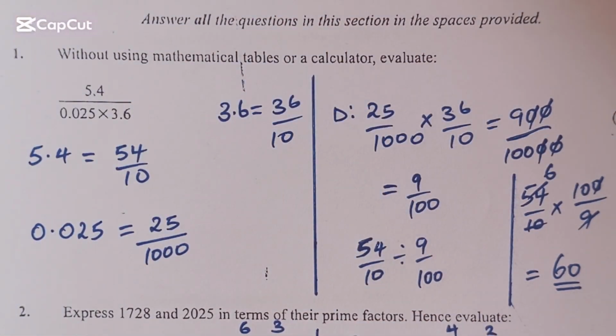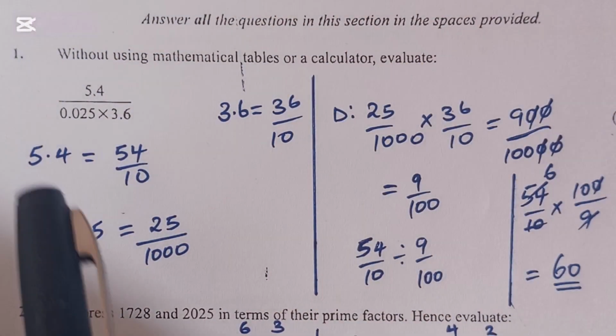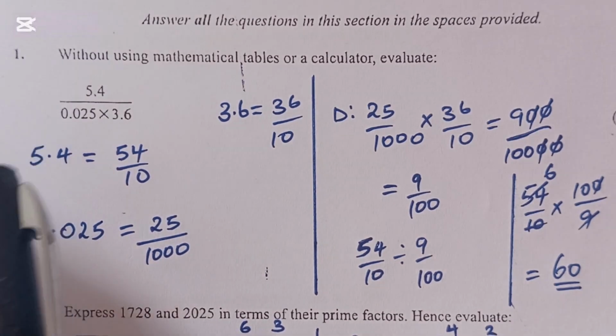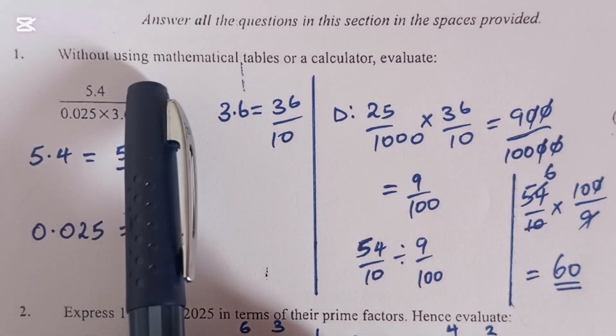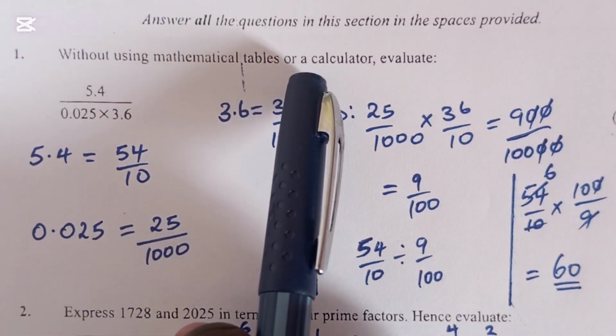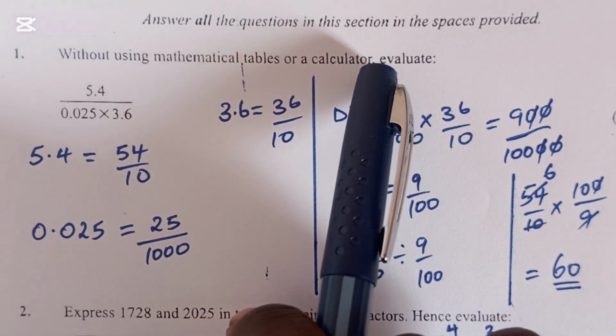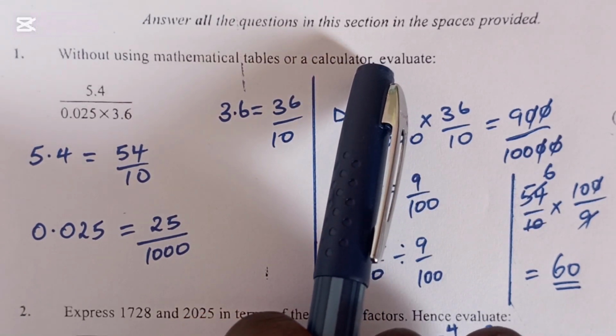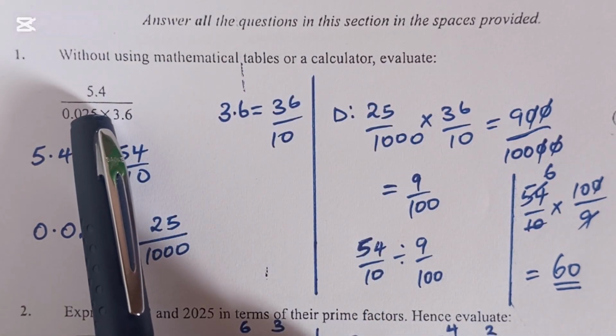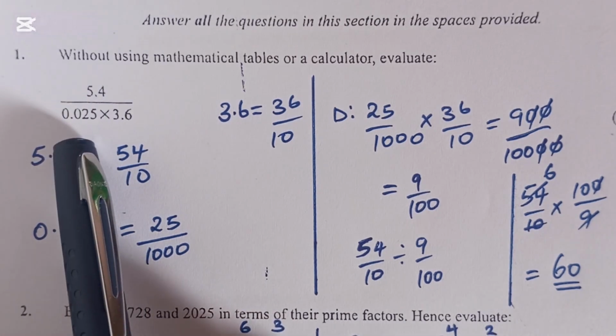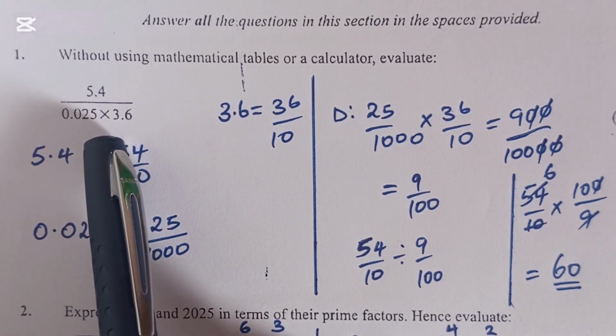Okay, let us revise. We have question 1. We are told, without using mathematical tables or a calculator, evaluate. So we are to evaluate 5.4 divided by 0.025 times 3.6.